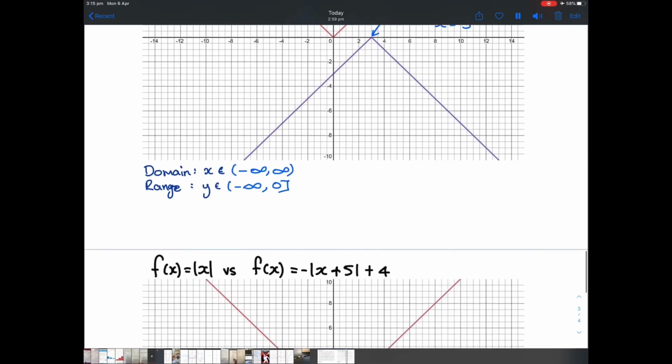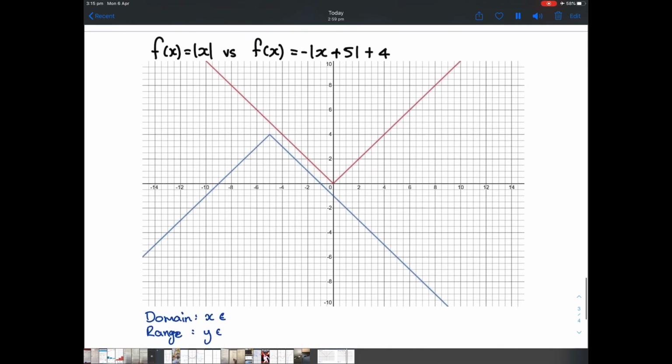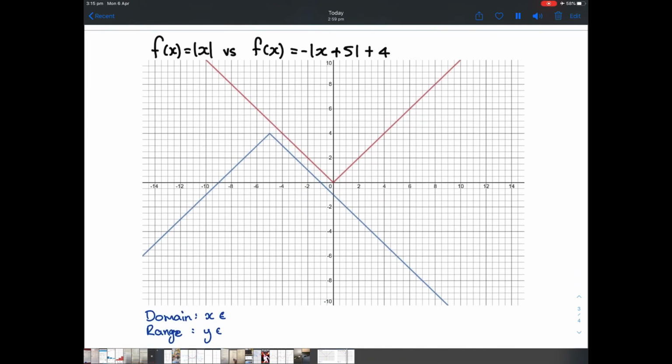Hope that one's okay. Moving on to our last one here. We're looking at the negative absolute value of x plus 5, plus 4. There's a lot going on with this one. Again, we always start by looking at where the sharp point is located. The coordinates of the sharp point are negative 5, 4. Let's focus on why it's negative 5. The negative 5 comes from when the absolute value of x plus 5 equals 0, and that happens when x is negative 5, because we've got that plus 5 inside the absolute value.